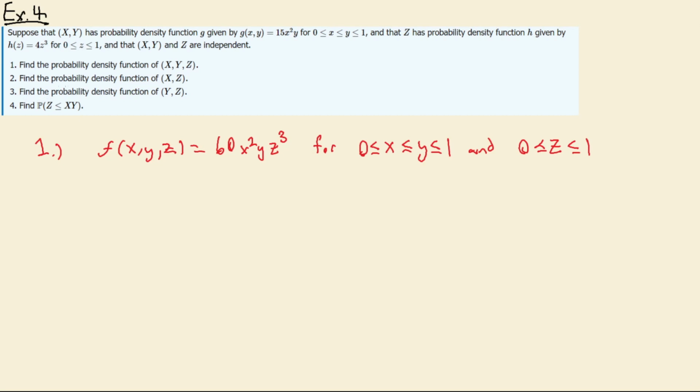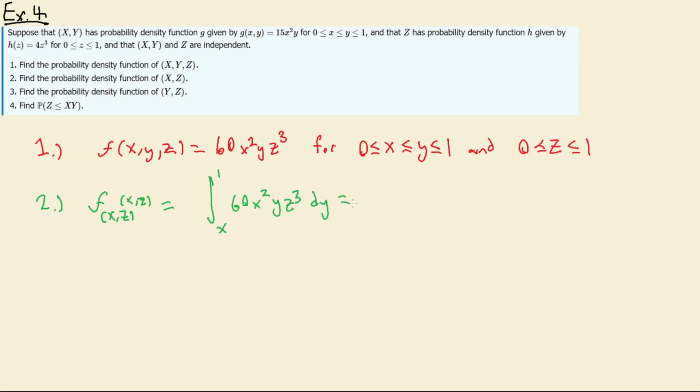Now let's solve for the probability density function of xz given this joint distribution here and the fact that all of these are independent. If we're asked to do this, what we would have to do is integrate over the joint probability density function for all values of y. And so y here ranges from x to 1. So we have the marginal probability density function of xz. This will take x and z as arguments. It's going to be given by integrating over all possible values of y. Here y ranges from x to 1. So we go from x to 1, 60 x squared y z cubed with respect to y.